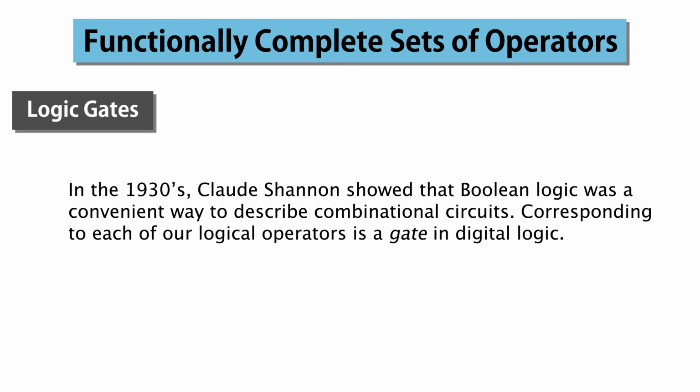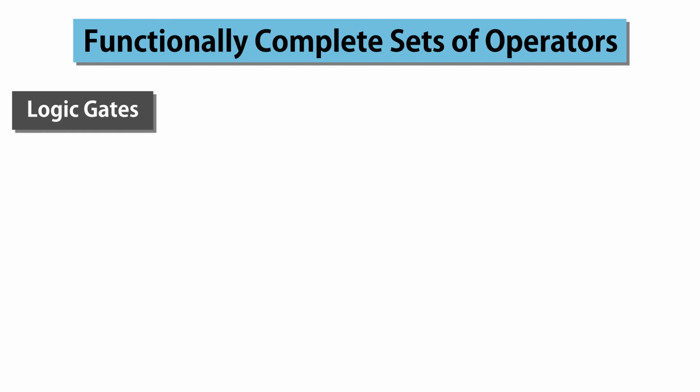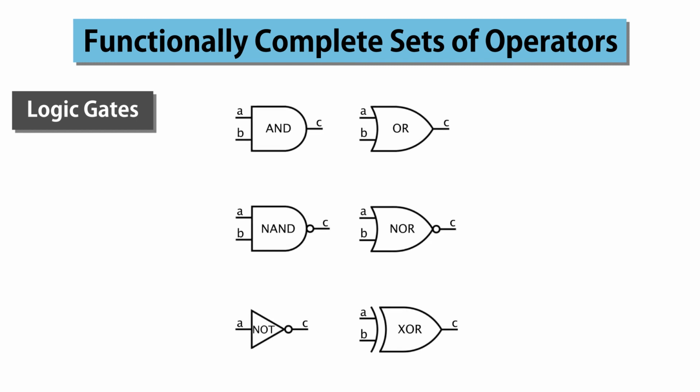In the 1930s, Claude Shannon showed that Boolean logic was a convenient way to describe combinational circuits. Corresponding to each of our logical operators is a gate in digital logic. For example, shown here are the symbols for the gates corresponding to AND, OR, NAND, NOR, NOT, and XOR. Each of these symbols denotes a physical device that computes the corresponding truth function.